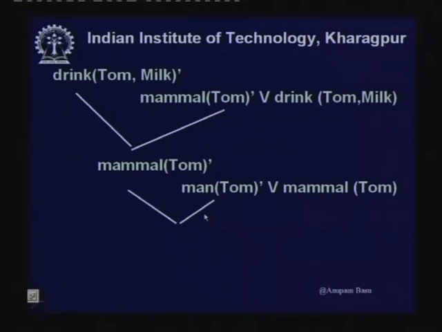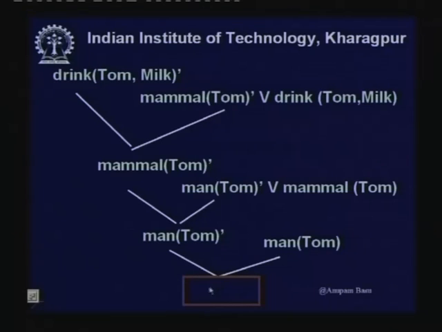As I resolve, what would I get? Mammal Tom and not mammal Tom will resolve out, and my resolvent will be not man Tom. So, not man Tom I get. Now, I have to select the other clause that I have, man Tom. Okay. Now, as I resolve these two, what would I get? I would get the contradiction. This is a null clause. That means this goal has been disproved.